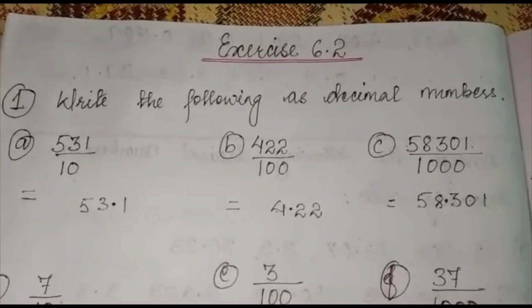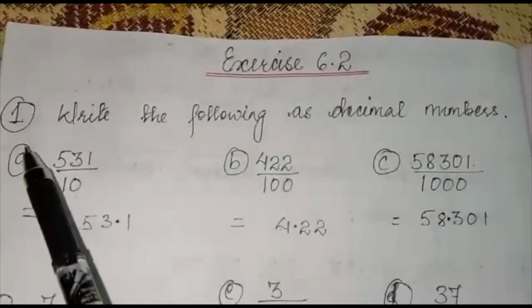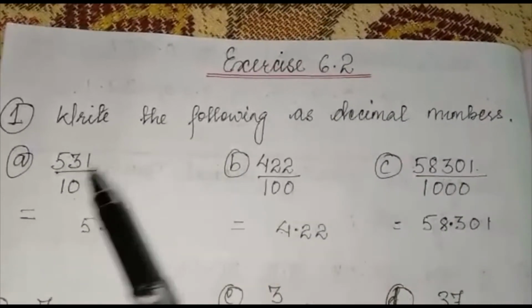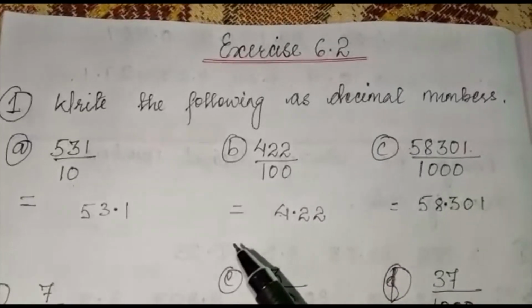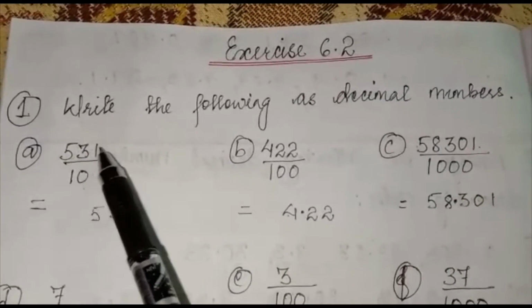From today we will start new exercise 6.2. First question, write the following as decimal numbers. Here fractions are given. You have to convert those fractions into decimal numbers. So here is 531 by 10.